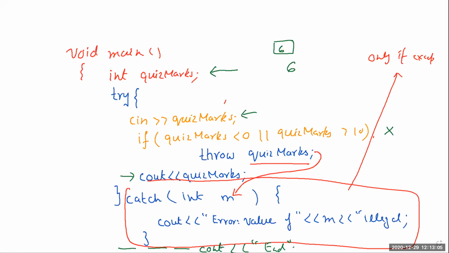The user entered a legal value. The if condition was false because the value is not wrong, the value is correct. The throw part is never executed. You say cout quiz marks, you see 6 on the screen, and the catch block is also not executed because the catch block is only executed when you throw something. If you don't throw something, I will not catch anything. If someone throws, only then it is caught. So this was the dry run if the user is entering a legal value.